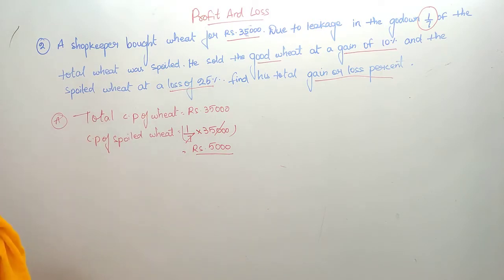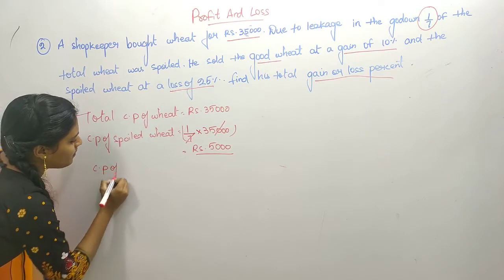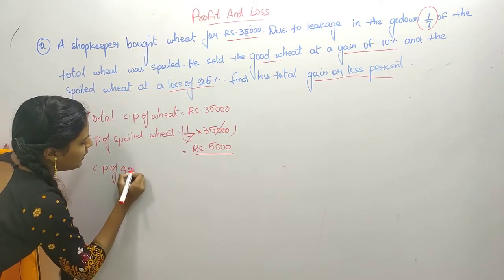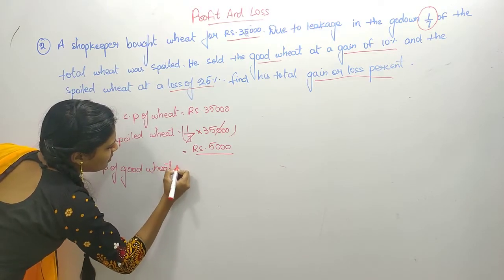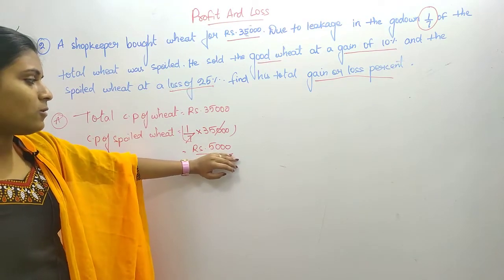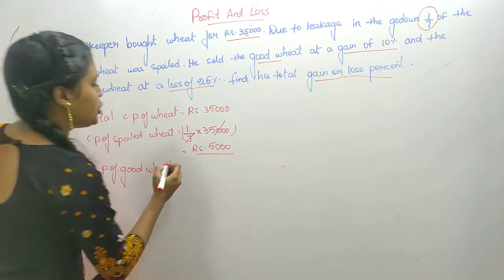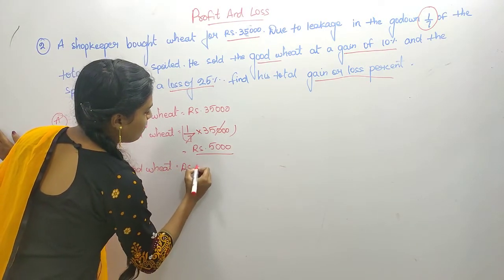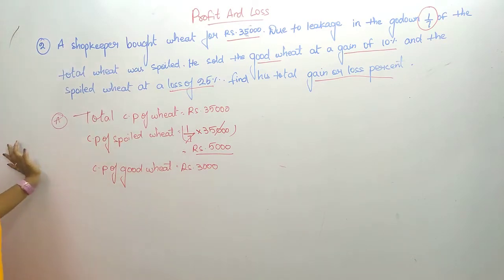Now what will we do? Cost price of good wheat. See, 1/7 was spoiled, which means in 5,000, we take the 1/7 part. The remaining is how much? Rupees 3,000. This is the cost price of good wheat.